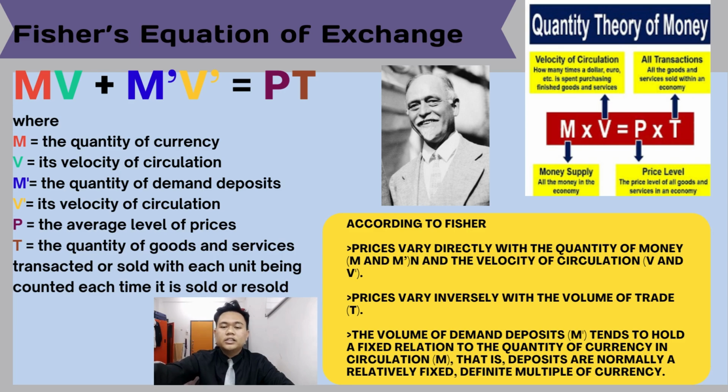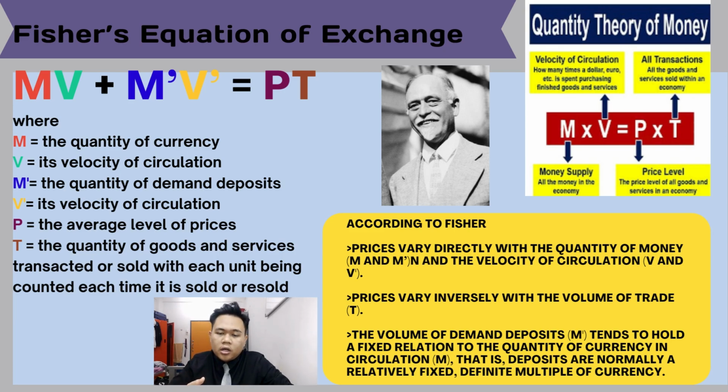The next is the Fisher equation of exchange. The equation is MV plus M'V' equals PT. M is the quantity of currency, V is the velocity of circulation, M' is the quantity of demand deposits, V' is its velocity of circulation, P is the average level of prices, and T is the quantity of goods and services transacted or sold, with each unit being counted each time it is sold or resold.